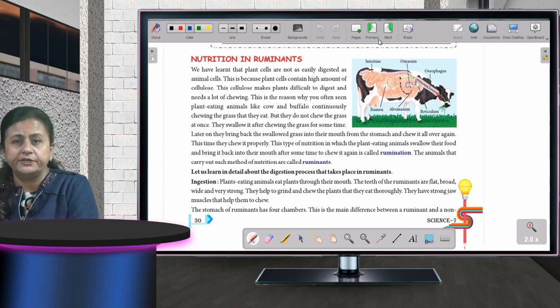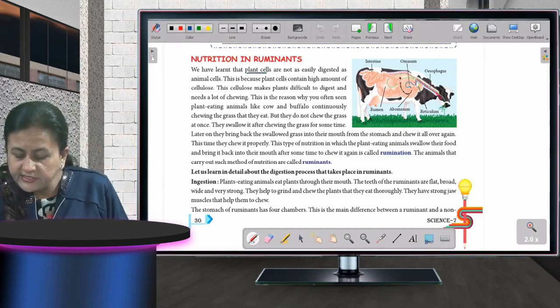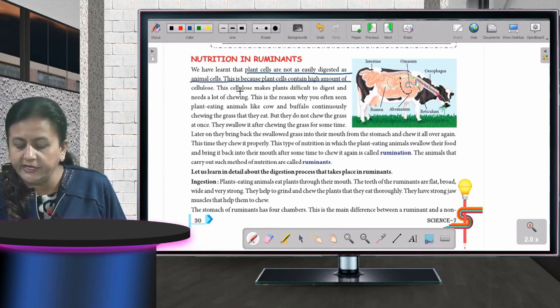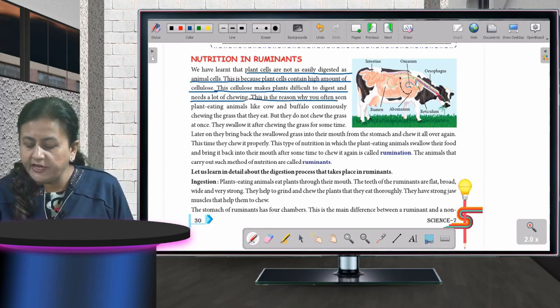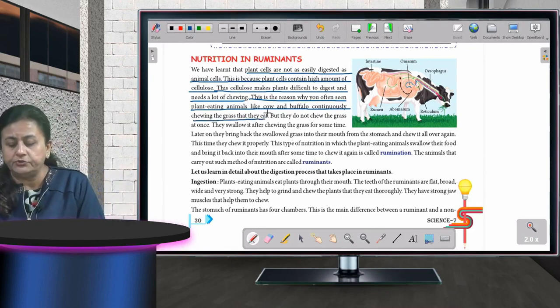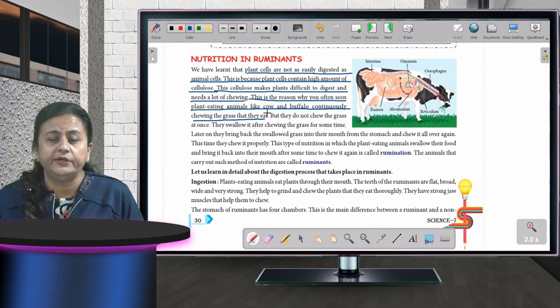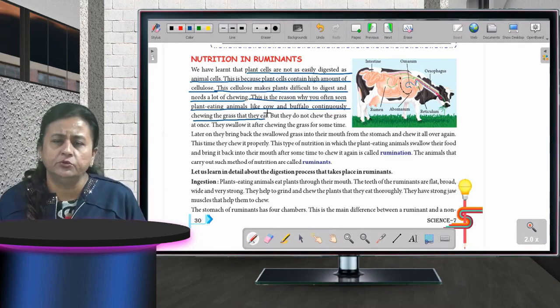Okay, this has to be digested. So now what is happening? See, plant cells are not as easily digested as animal cells. This is because plant cells contain a high amount of cellulose. This cellulose makes plants difficult to digest and needs a lot of chewing. This is the reason why you often see plant eating animals like cow and buffalo continuously chewing the grass that they eat. But they do not chew the grass at once. Okay, they are not doing it in one go. They take time. They sit and then they take their own time. They chew it slowly.